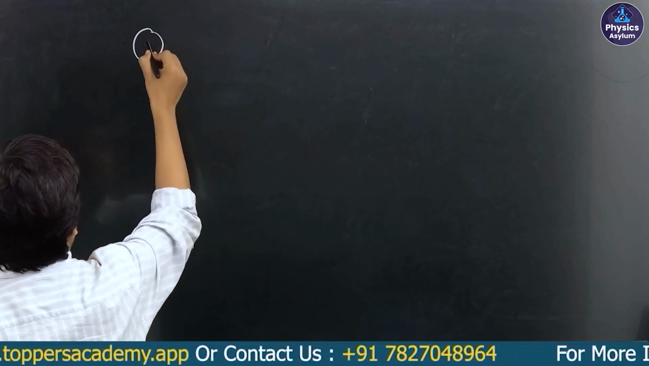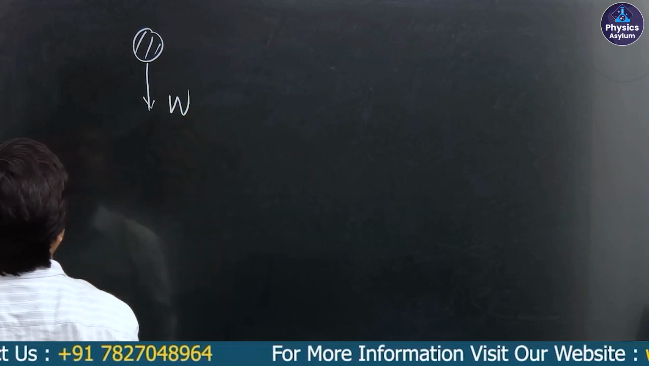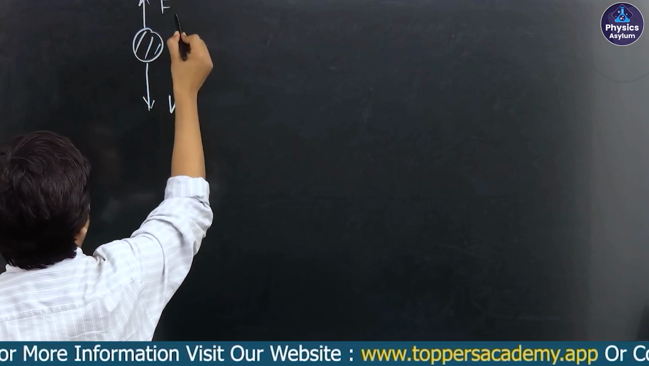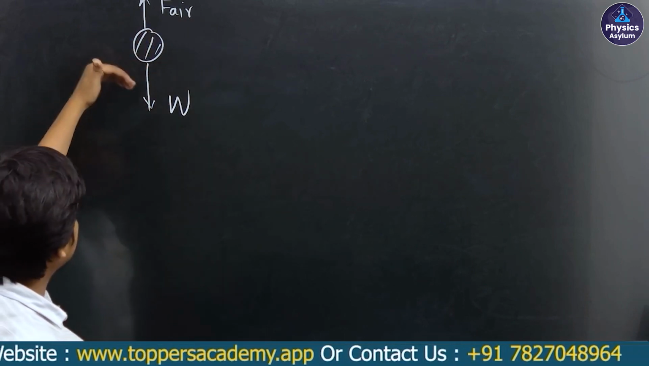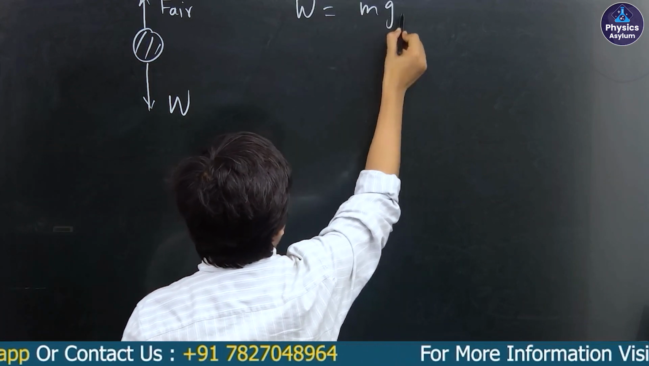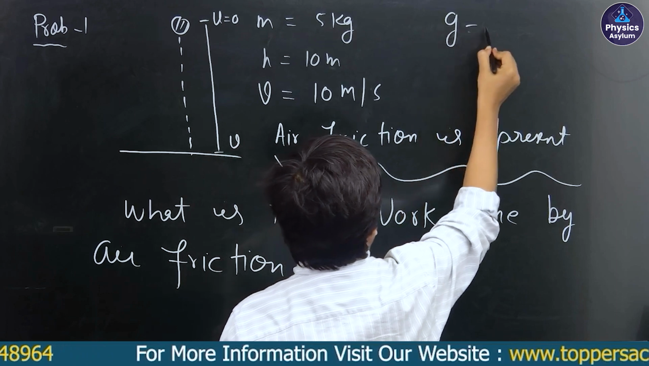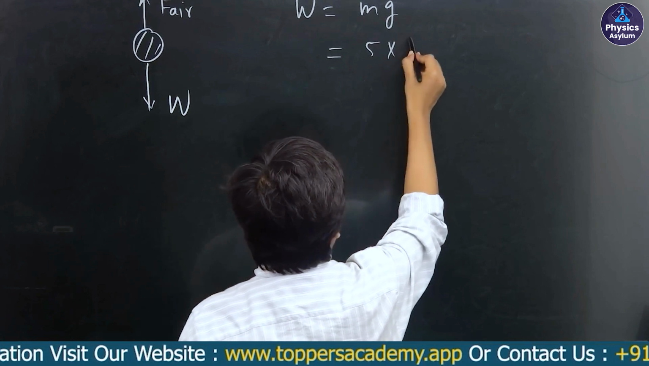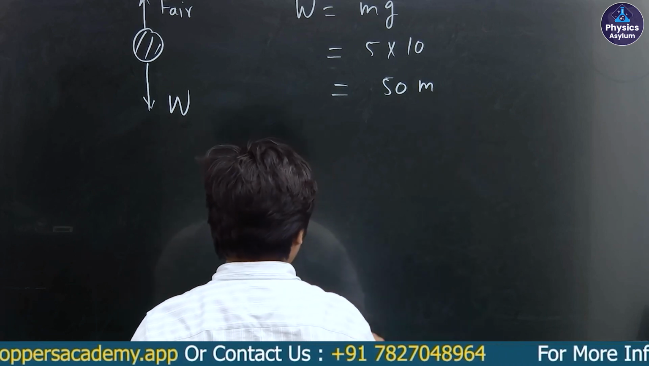So here, what are the forces that are acting on this ball? One is its weight, and as it is falling down, the air friction will work in the upward direction. So this is force due to air friction, and this W is its weight. I can write that W is equal to mg, that is 5 into, we are taking the value of g as 10 meter per second square. So if I put the value of g here, I will get 50 Newton.